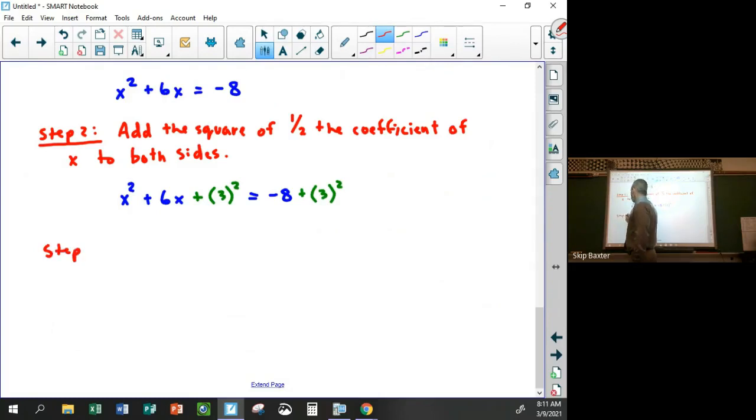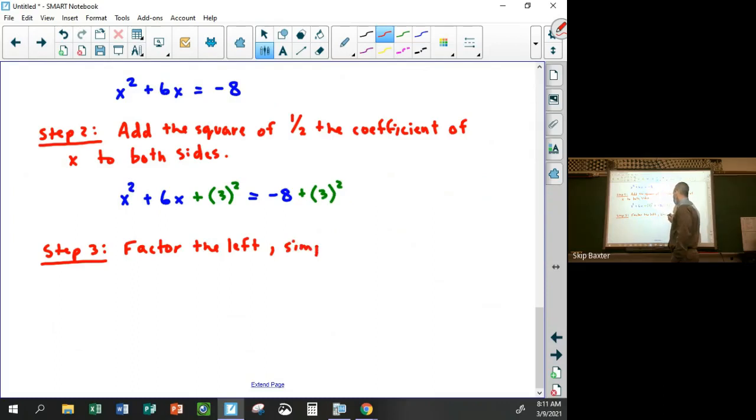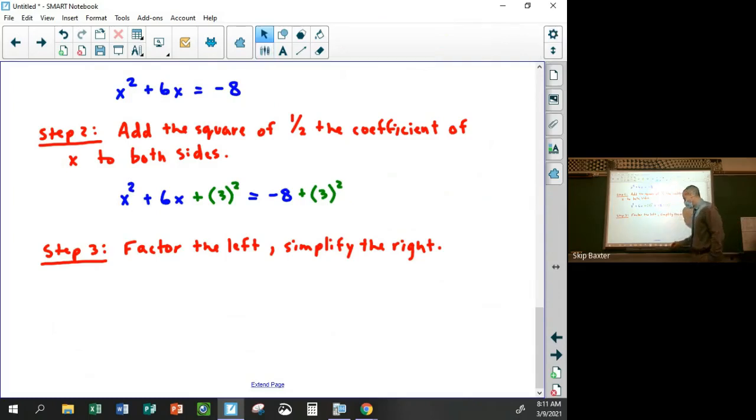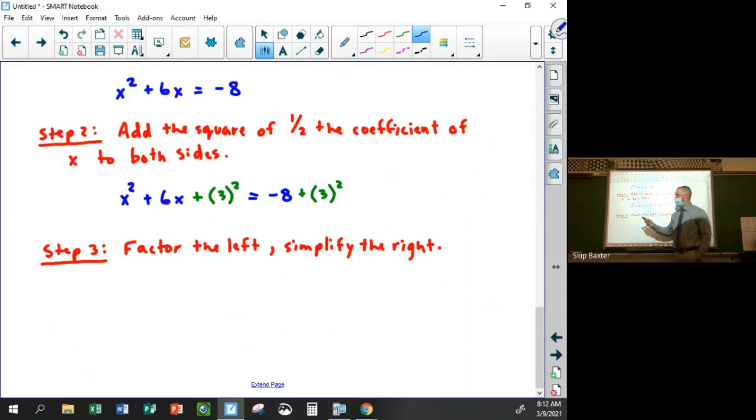Step 3 is to factor the left and simplify the right. So if you look at what we have on the left, it's x squared plus 6x plus 9. Two numbers that multiply to give you 9 and add to give you 6 are 3 and 3, right? So this is going to factor as x plus 3 times x plus 3, which is really x plus 3 squared.